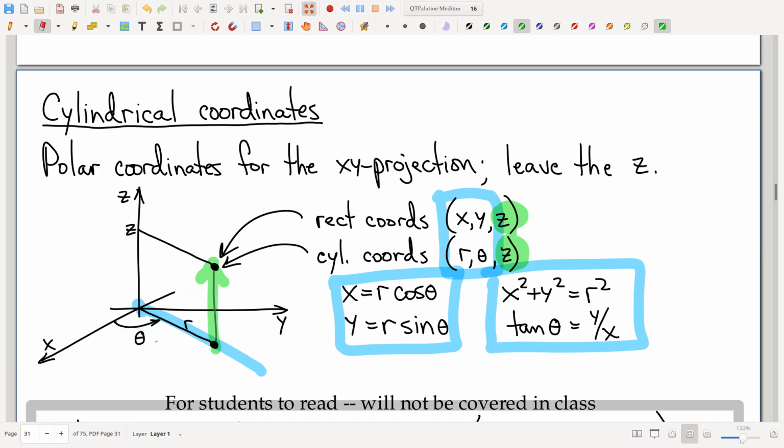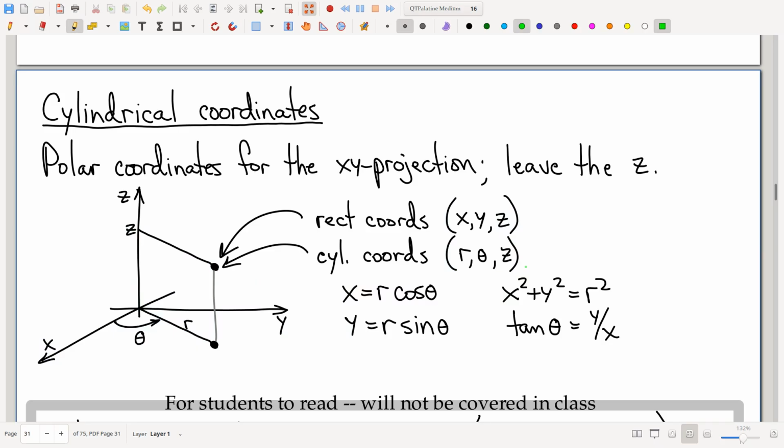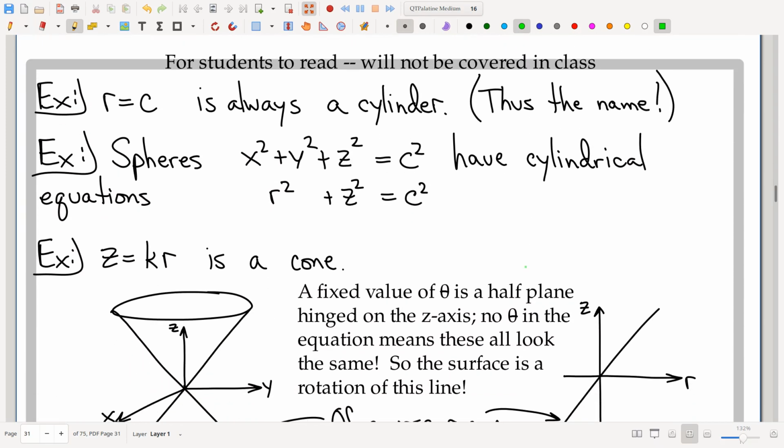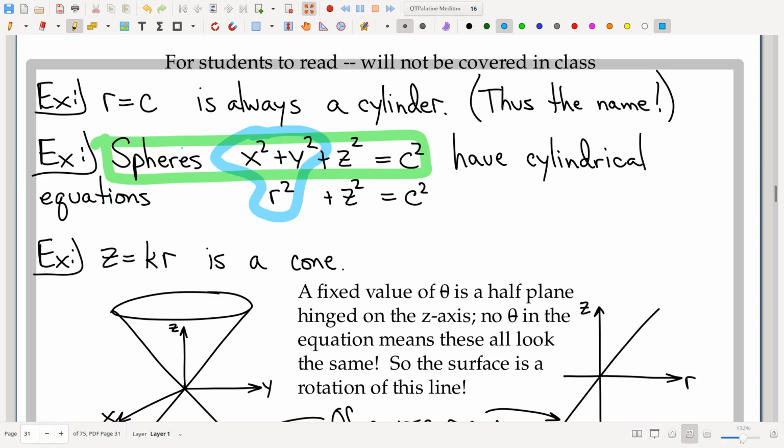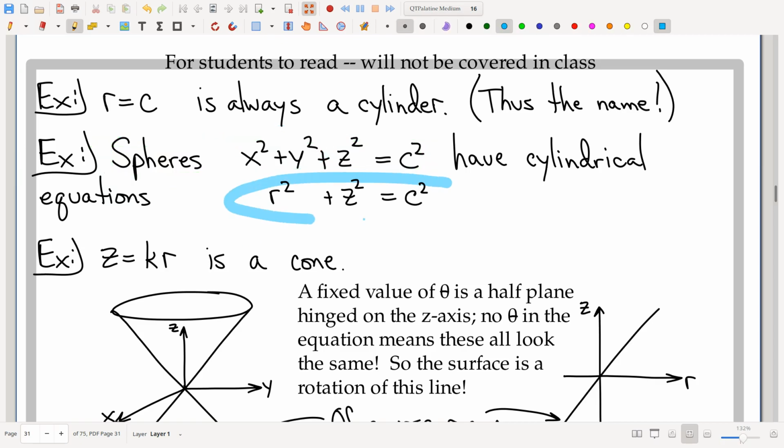Okay. All right. So not too much to say there. There are some cool tricks that show up here and there. Easy to point out that when you write down r equals c, you get a cylinder. That's where the name comes from, cylindrical coordinates. Also easy to point out that when you have a rectangular coordinates sphere, you get this lucky break again. And so it's not hard to write the cylindrical equation of a sphere. And this is a sphere centered at the origin.